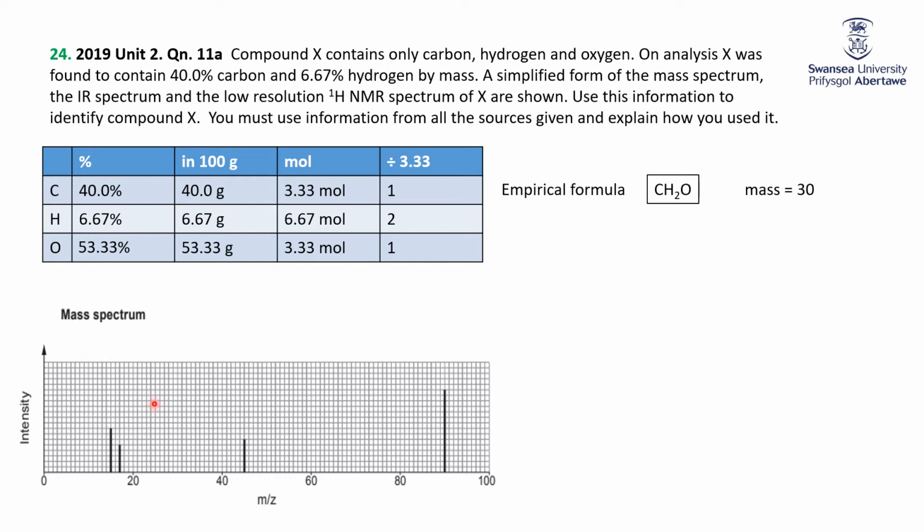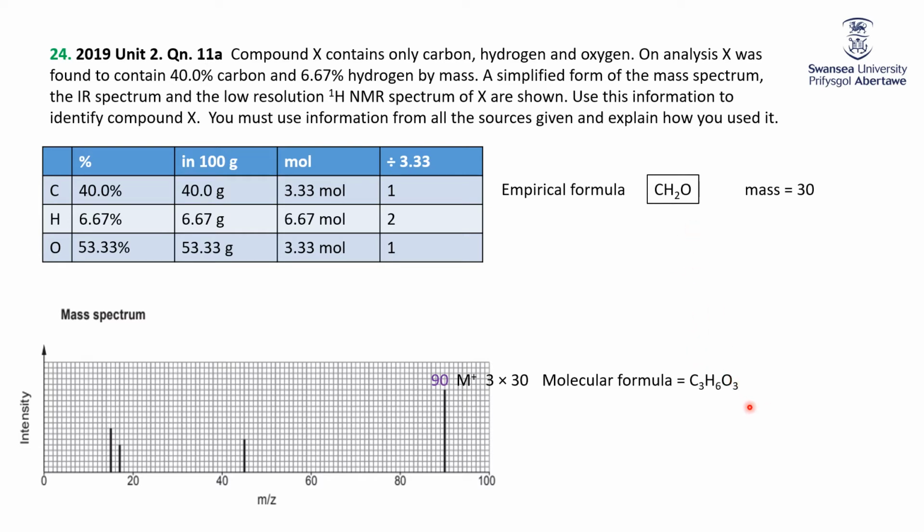Here's our mass spectrum. And we see, without further ado, that the highest peak is 90. Okay, nothing past 90. So now we're going to assume that's the molecular ion, and that is 3 times 30. So thus the molecular formula has to be 3 of these. So C3H6O3.